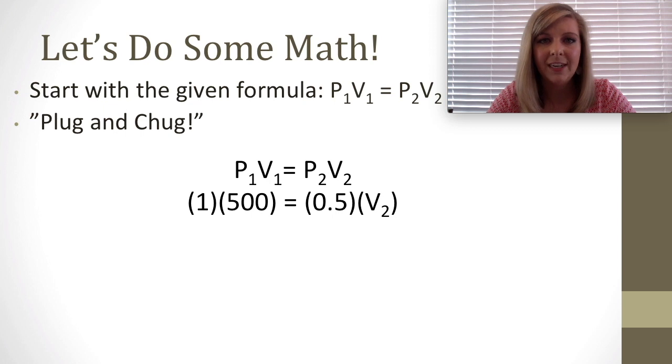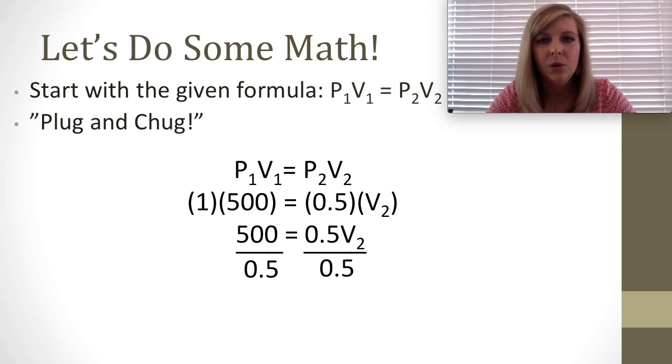So let's simplify some of this math. When we simplify, we end up with 500 equals 0.5 V2. Well, I want V2 to be all by itself. In order for that to happen, I must divide by 0.5. When I divide 0.5 divided by 0.5, it ends up canceling out. I am finally left with V2 equals 1,000 milliliters, and there's your answer.